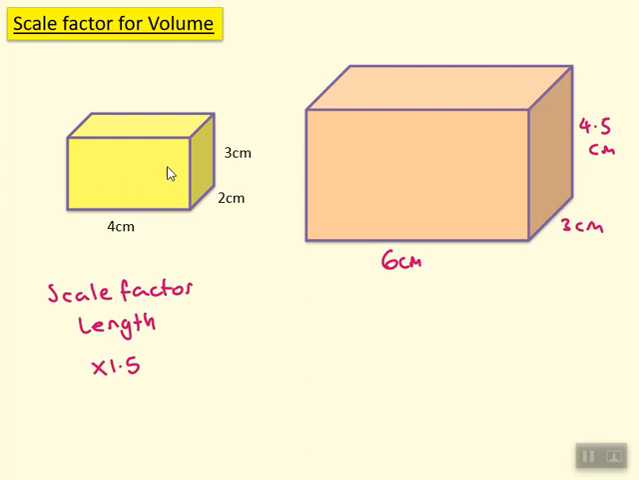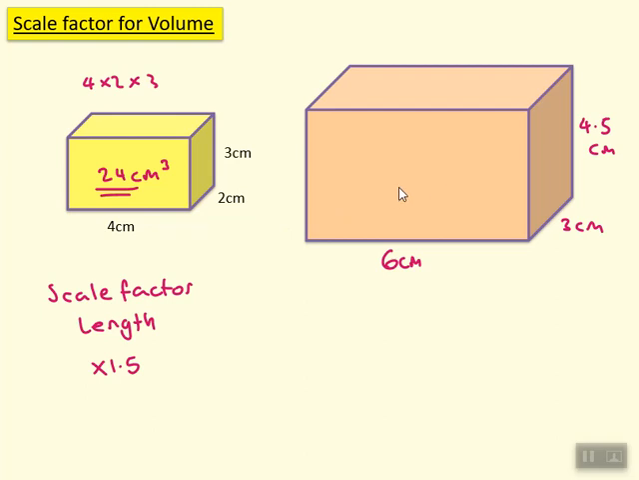Now let's look at what happens to the volume of this particular shape. Okay, so the volume of this cuboid is 4 times 2 times 3. So 4 times 2 is 8, times 3 is 24. So 24 centimeters cubed. That's the volume of that small cuboid.